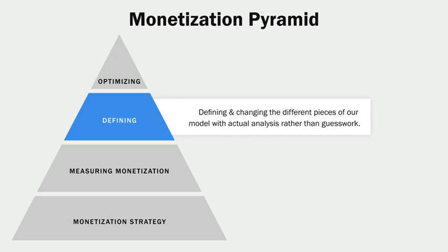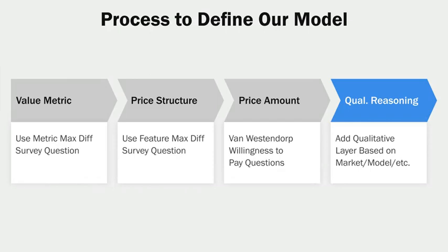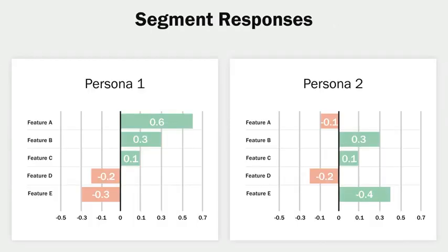We then went on to the third layer. Once we have those underlying strategic and measuring components done, how do we define and change different pieces of our model by using different levels of actual analysis? We walked through a simple 4-step process where we defined our value metric and our price structure, the features or the things that we're charging for, as well as the price amount, and adding a layer of qualitative reasoning at the end. We started by using this max diff survey to understand how users think about the relative value of features and metrics and the different things that we can charge for.